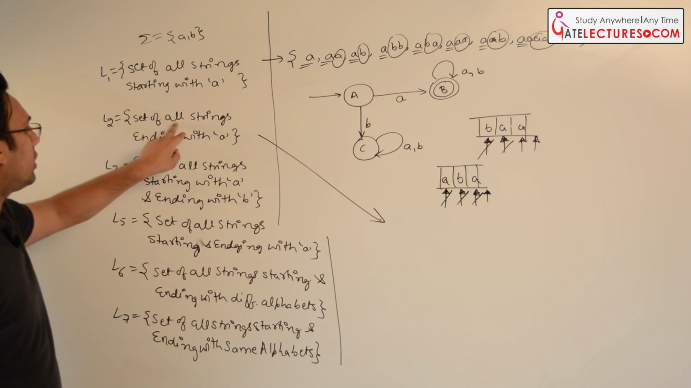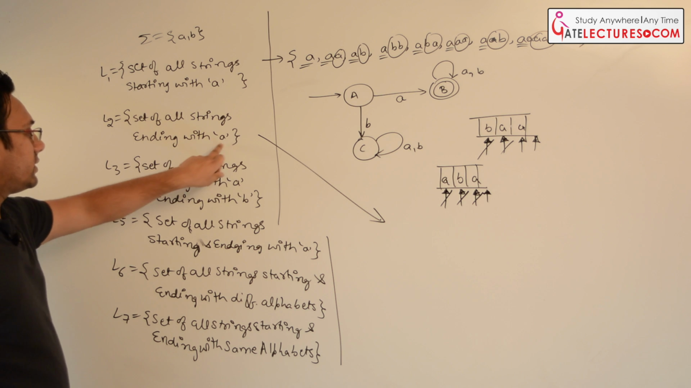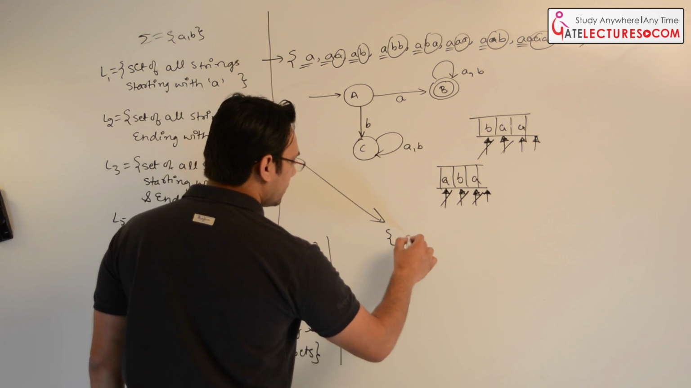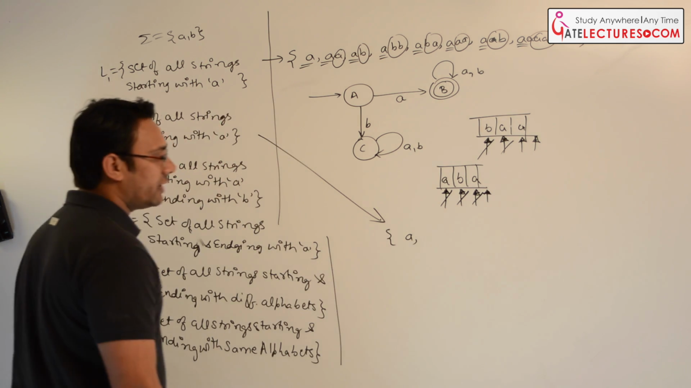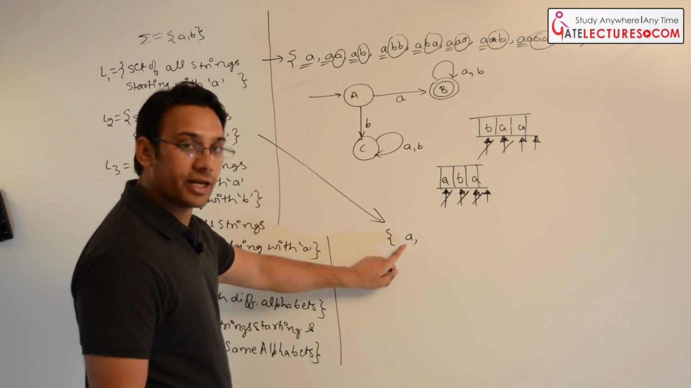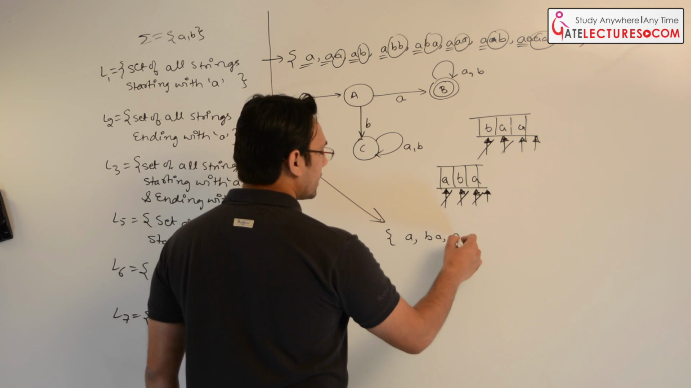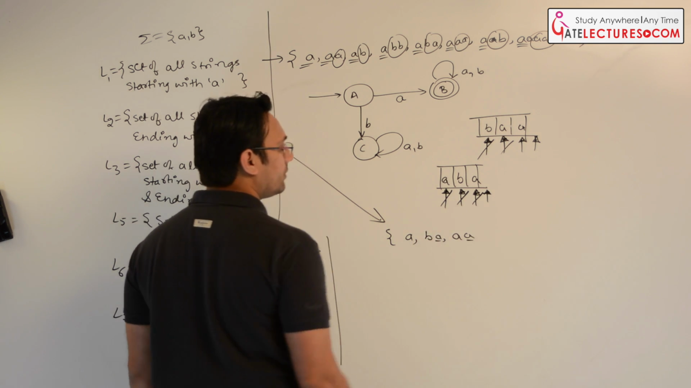It is saying set of all strings which are ending with the symbol A. So what are the strings which will be present here? We will be having a single A. Why? Because this single A is starting with A and ending with A, right? We can have BA, we can have AA because here the last symbol is A.